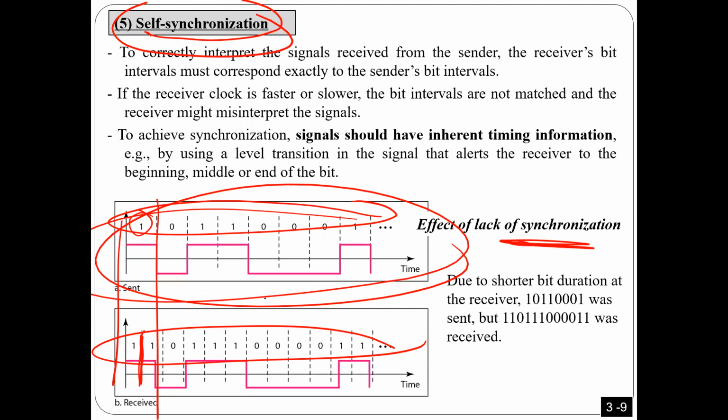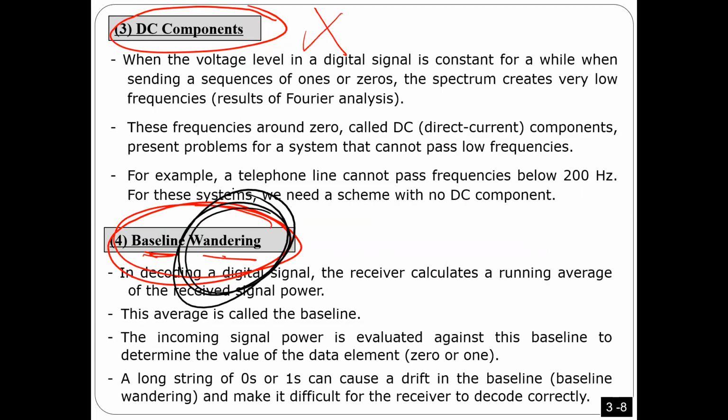That's what we call baseline wandering. So I created a problem at the receiver. Okay. So if I give you an encoding scheme and you want to know if we have a baseline wandering problem or not, how can you know?